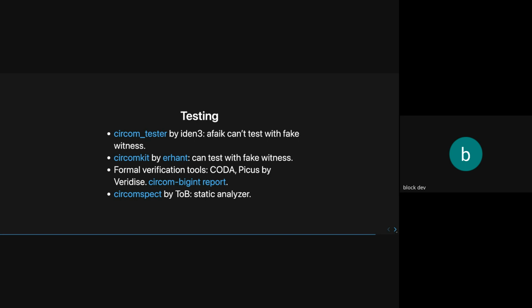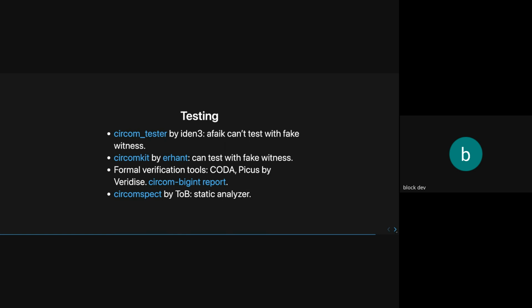Testing any code is important, but I'll just link some popular libraries that you can use to make sure your code is safe. So Circom Tester by Iden3 themselves is a popular testing framework that lets you write unit tests where you can inject particular values into your input signals and verify that your computation and verification is correct. Then you have Circom Kit.